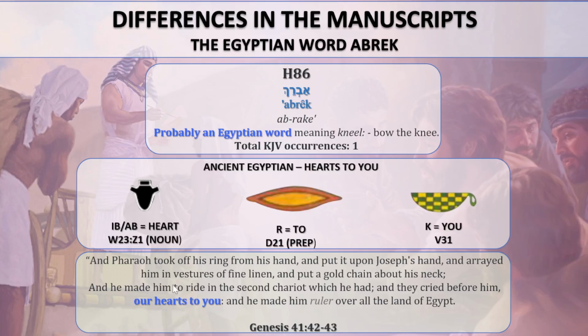So I want you to think how beautiful that is, that he made him to ride in the second chariot which he had, and the people cried before him, our hearts to you, as if they're loving Joseph, because Joseph just interpreted Pharaoh's dream and just saved all their lives. And they're showing their love and their appreciation, if we just translate this using ancient Egyptian.